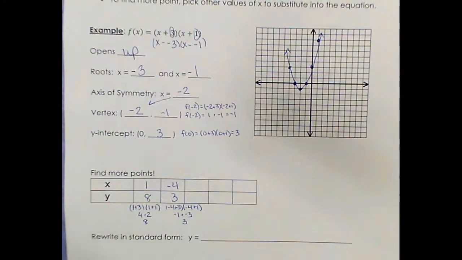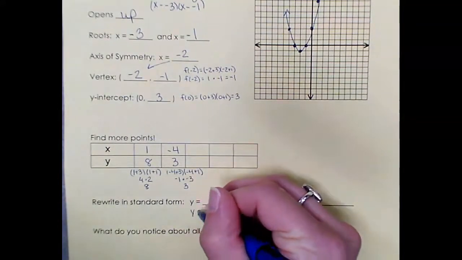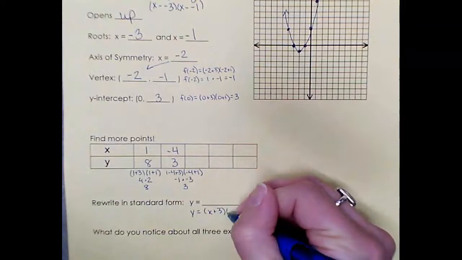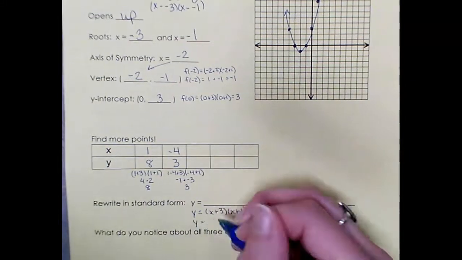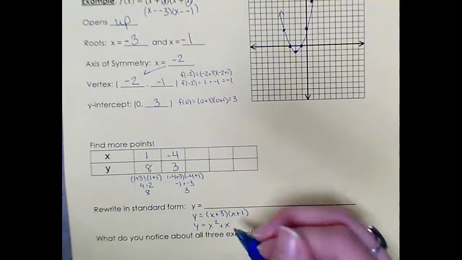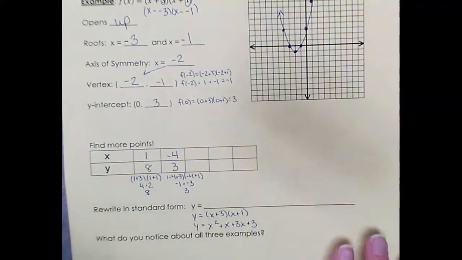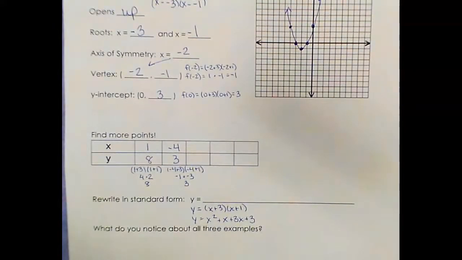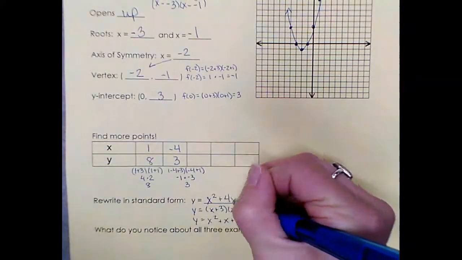So if I were going to rewrite this in standard form, well, how do I rewrite x plus 3 times x plus 1 in standard form? Well, I FOIL it, right? So x times x is x squared. X times 1 is 1x. 3 times x is 3x. And 3 times 1 is plus 3. So when I put all of those together and I combine my like terms, I have x squared plus 4x plus 3.